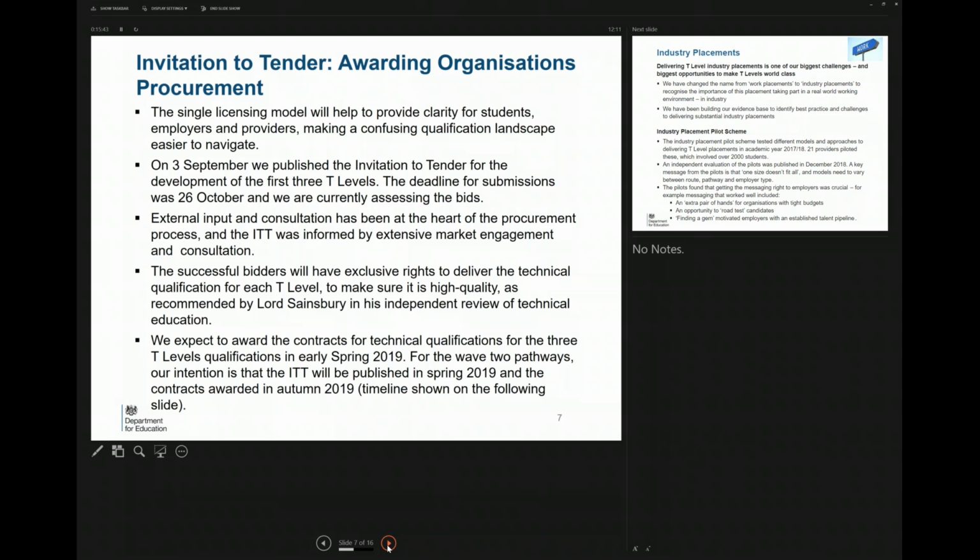One of the key differences with the T-level approach has been that we're selecting a single awarding organisation for each of the T-levels, rather than having multiple awarding organisations, each able to develop their own T-level offer, and adding to that sense of complexity and confusion in the qualifications landscape. We've put external input and consultation at the heart of our approach to identifying an awarding organisation to work with us to develop T-levels, and we hope to make the announcement of the first awarding organisations sometime in the next 4 to 6 weeks or so, which is a really key milestone for us on the way to September 2020.